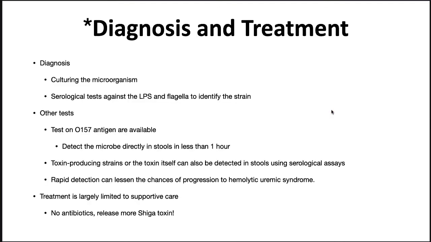Diagnosis and treatment. Diagnosis is by culturing the organism, and there are serological tests against the LPS and flagella to identify the strain. There are other more rapid tests. There's a test for the O157 antigen that's available, and you can detect the microbe directly in stools in less than 1 hour. Toxin-producing strains, or the toxin itself, can also be detected in stools using serological assays. And finally, rapid detection can lessen the chances of progression to hemolytic uremic syndrome, because once you know that an individual has this, steps can be taken to prevent the occurrence of HUS.